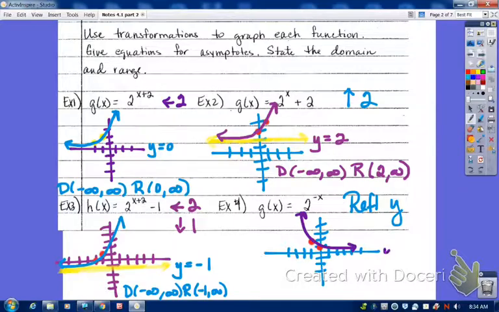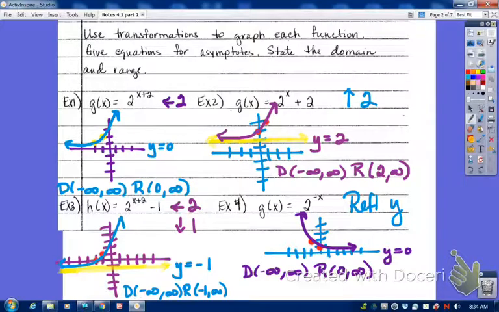The horizontal asymptote is still at the x-axis, which is y equals 0. Domain is negative infinity to positive infinity. Range is 0 to infinity. If you want to use graph paper, you can use graph paper. There's graph paper in here if you want to. If you want to just sketch them out, it's up to you.